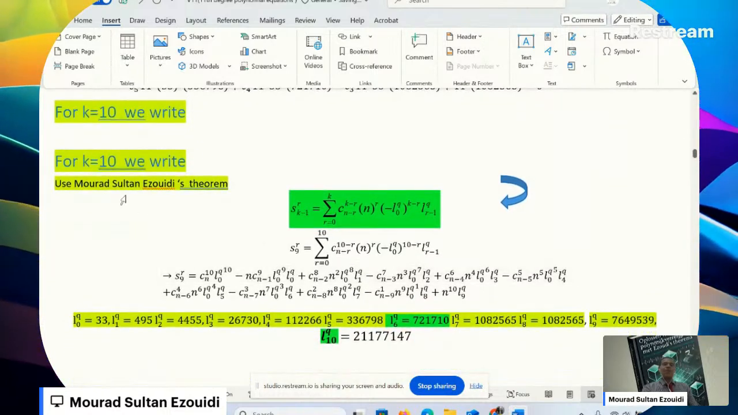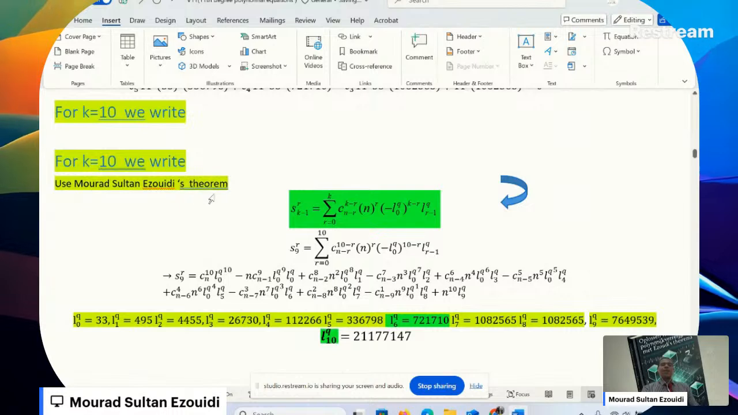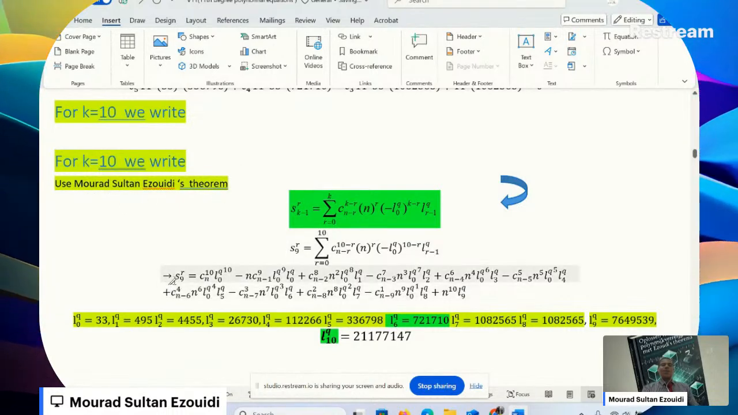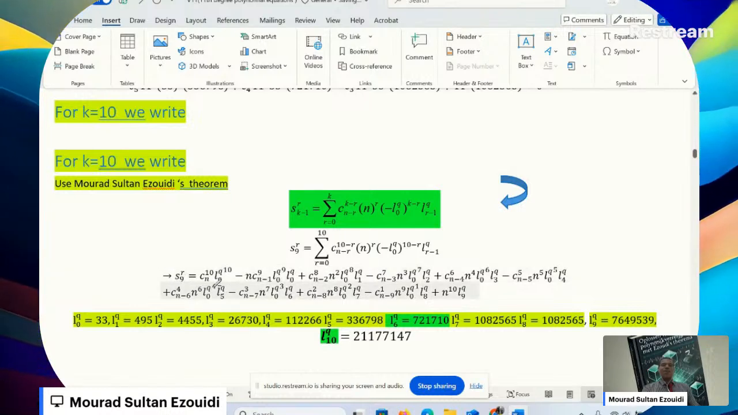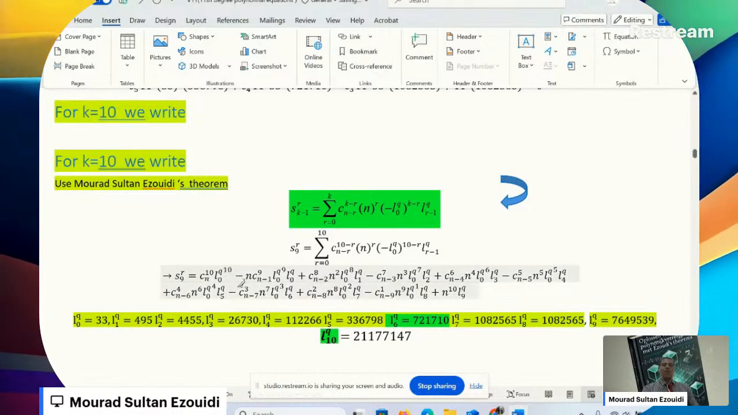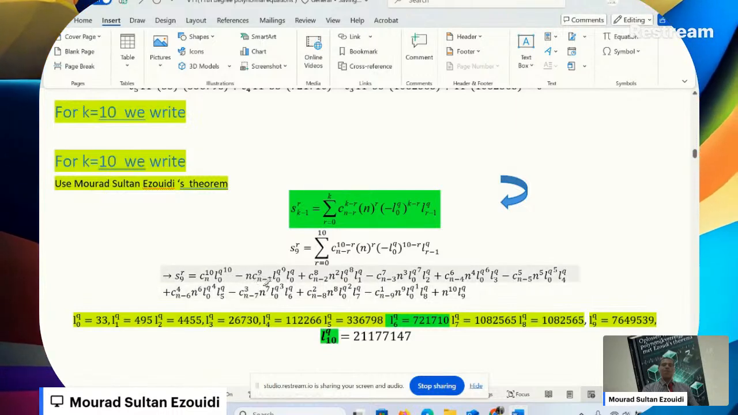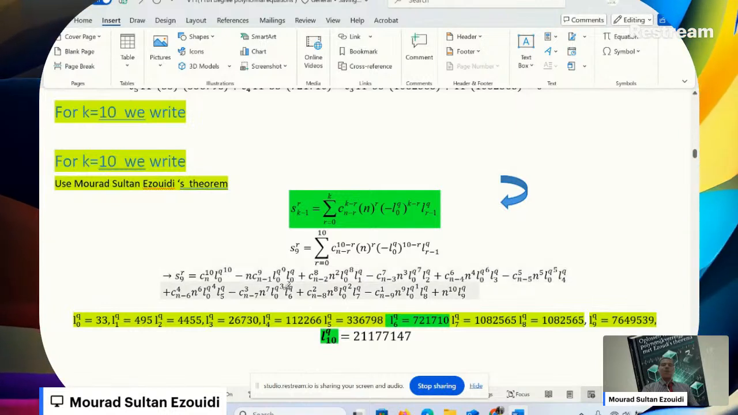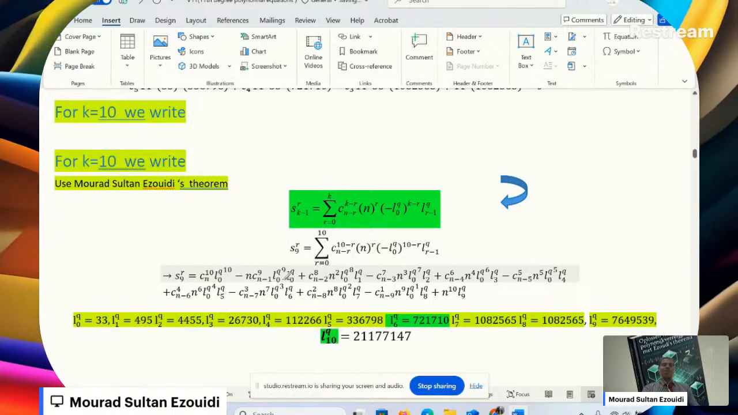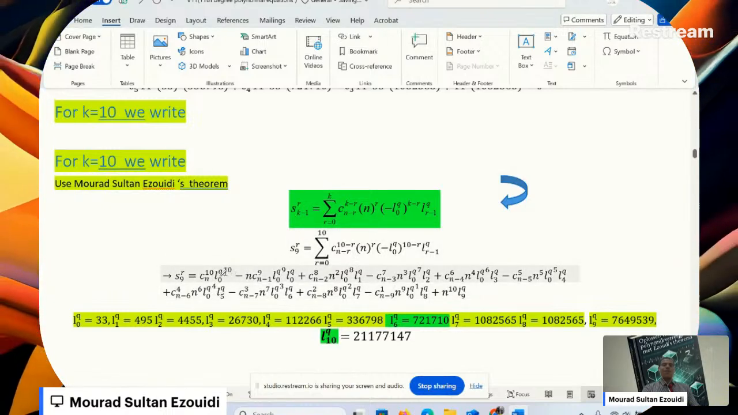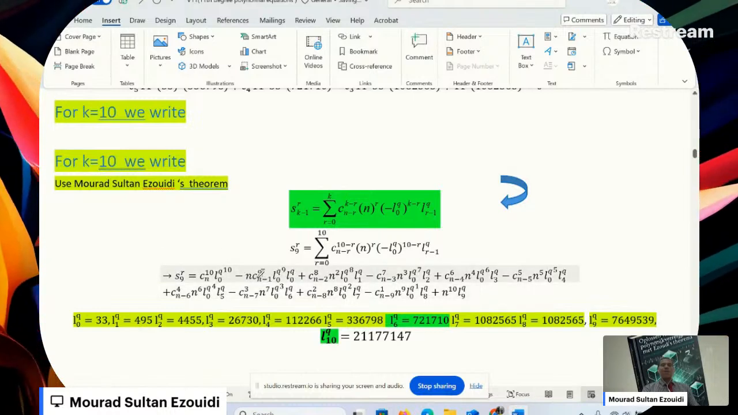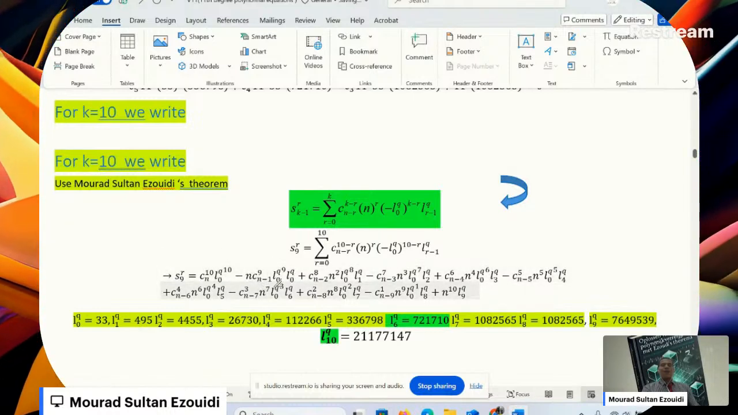So this is for k equal 10. We will use the Ezouidi Mourad theorem, and we obtain that S9 is equal to combination n choose 10 times L0 of the q raised to the power 10 minus n, combination n minus 1 choose 9, L0 of the q raised to the power 9 times L0 of the q. You can see L0 to the power 1 is a common factor, because this and that are equal. So put it as a common factor and make the difference between this and that.